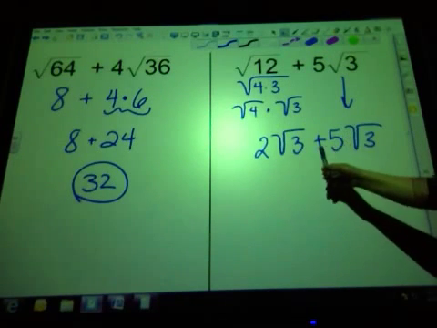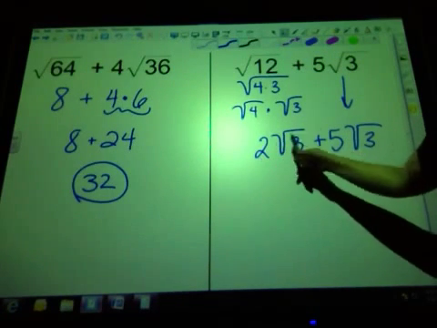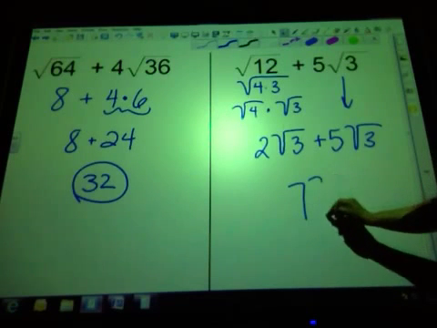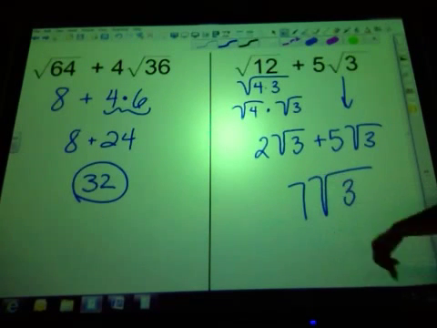And now I just combine my terms that are in the front. So 2 plus 5 is 7. So I have 7 times the square root of 3.